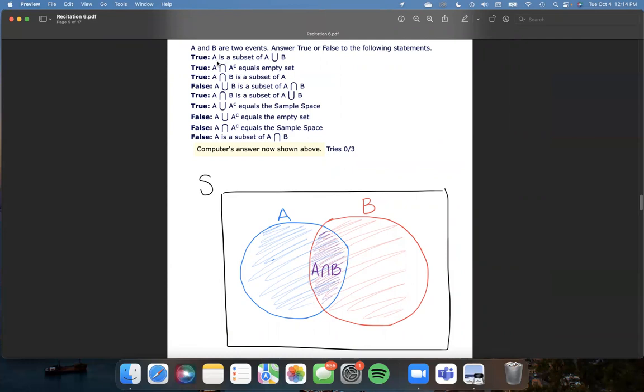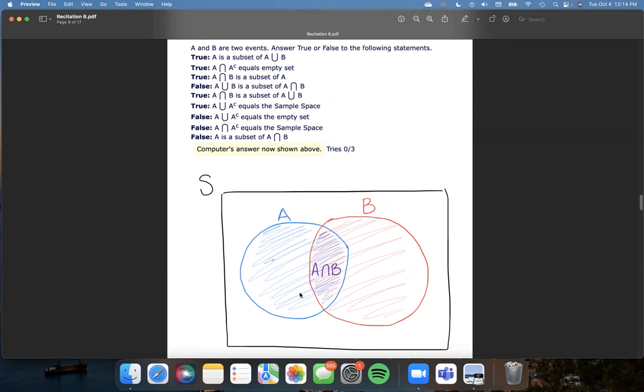So the first statement, A is a subset of A union B. So that would be true. The blue area is a subset of the blue, purple, and red. So that's true. A intersect A complement equals the empty set.